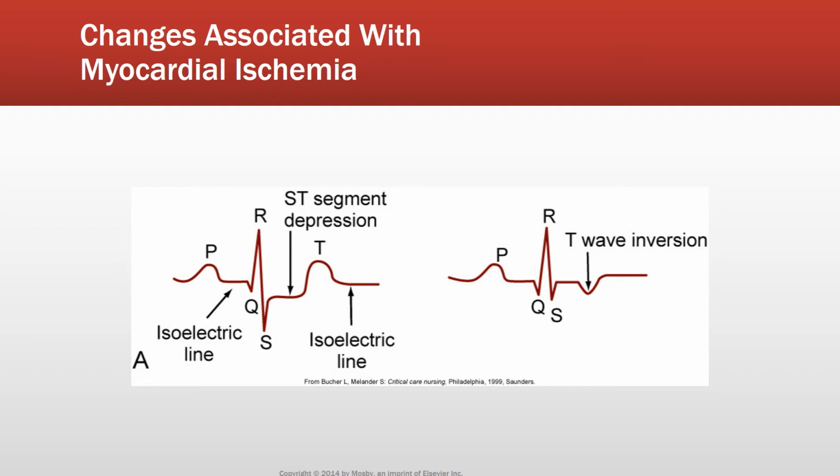Changes reverse when adequate blood flow is restored to the myocardium, so you'll see changes after the patient has interventions. If there is that ST segment depression or the T wave inversion, this is usually a response to inadequate supply of oxygenated blood, which causes this electrical disturbance in the myocardial cells.